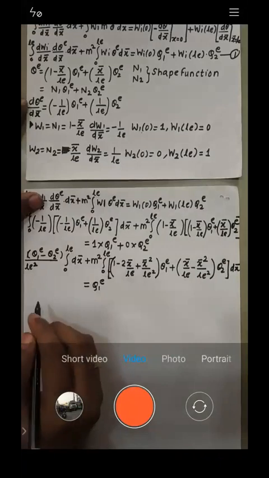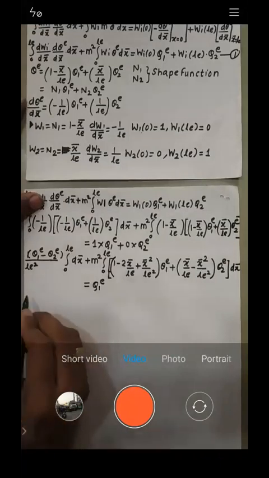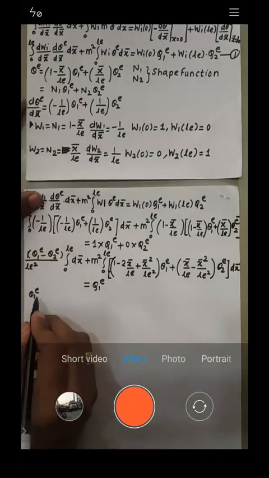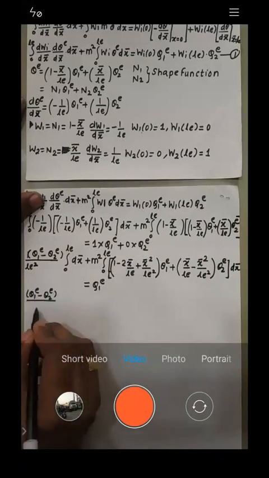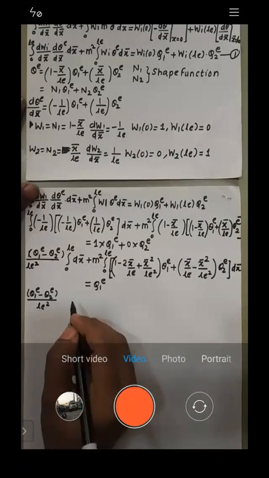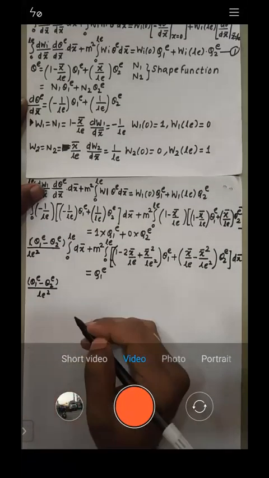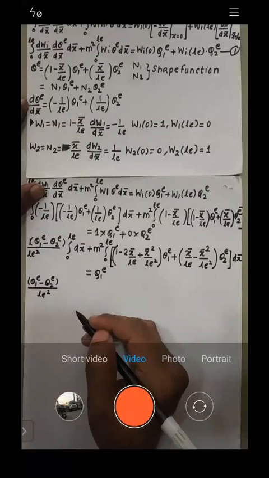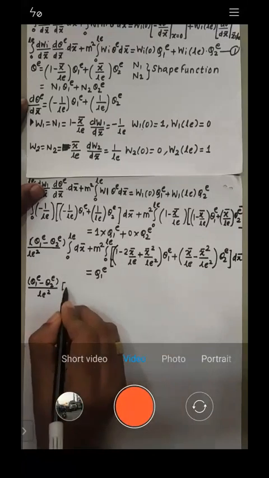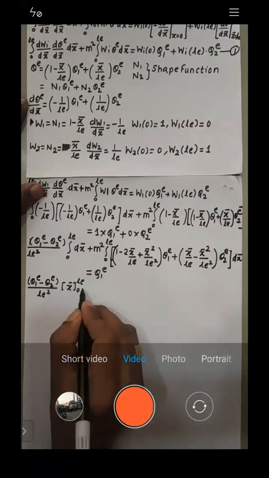So what we'll get here is theta 1E minus theta 2E upon LE square. Try to understand. We are ending with the EME, right? So what is the integration of dx bar? It is x bar, right? For limit 0 to LE. Is it okay? Plus m square.